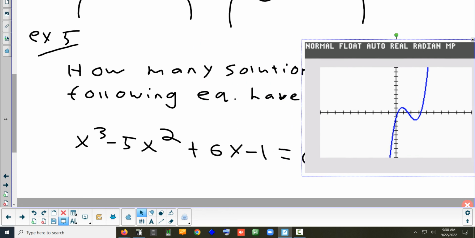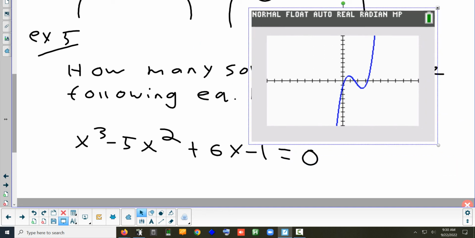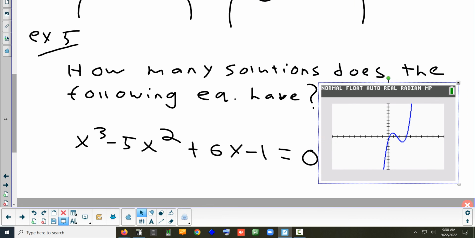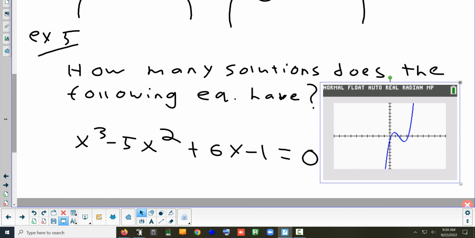And Alva, how many solutions do you think that equation has? 3. Yeah, if we're looking for where it equals 0, that means we're looking for where it crosses the x-axis. I see 1, 2, 3. So that's the answer. 3 solutions.